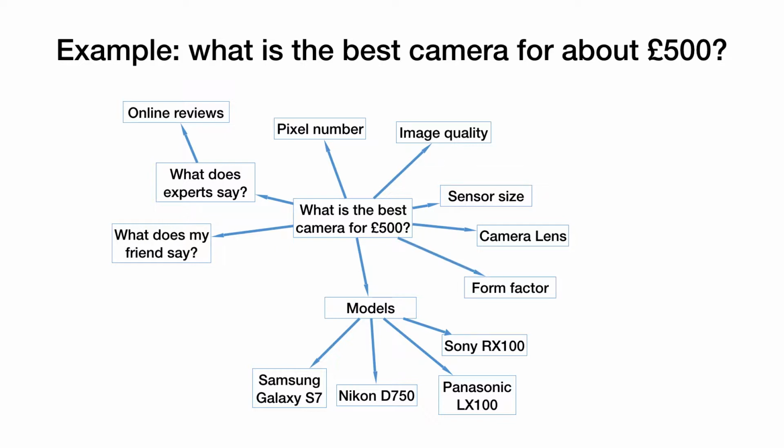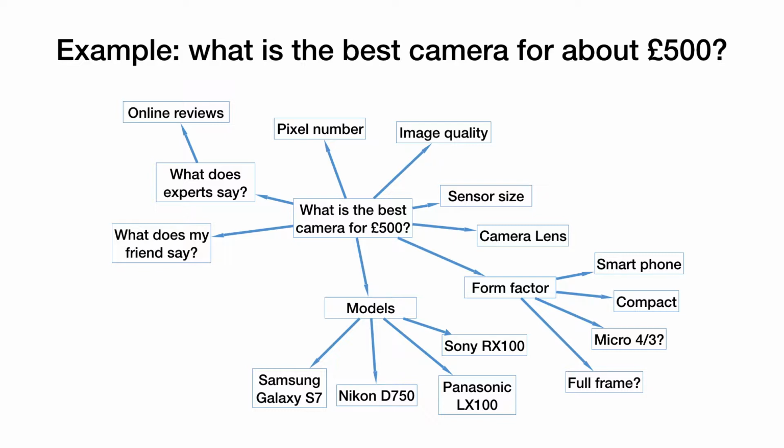And finally, things like form factors, which essentially just means the size of the camera. And you have small, which is like a smartphone, and then compact, micro four thirds, or even full frame. So at this stage, you might come across many different terms you're not familiar with, and you need to do a different branch of research just to understand what it is before you come back.